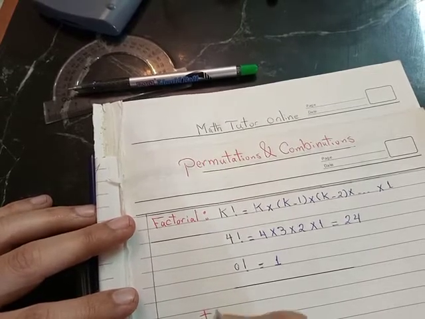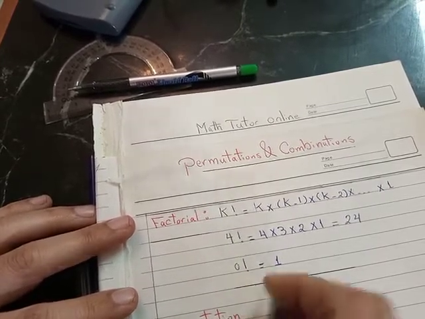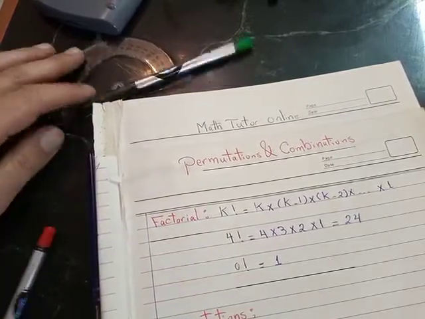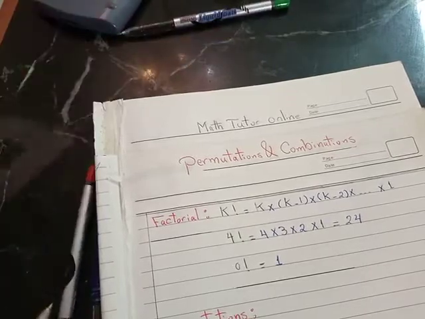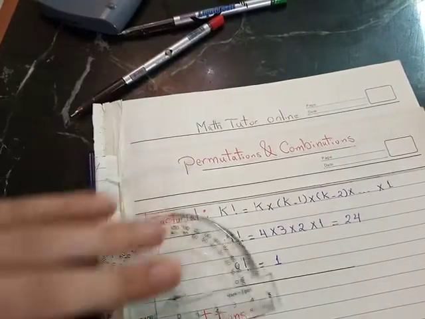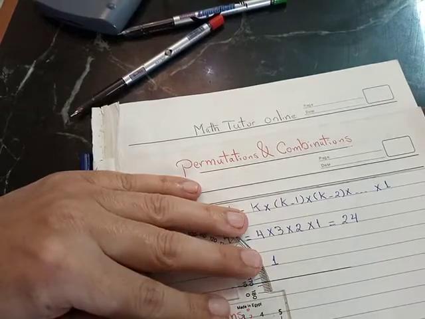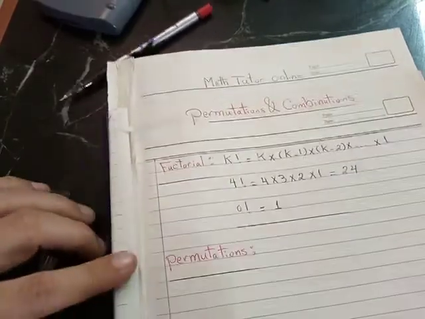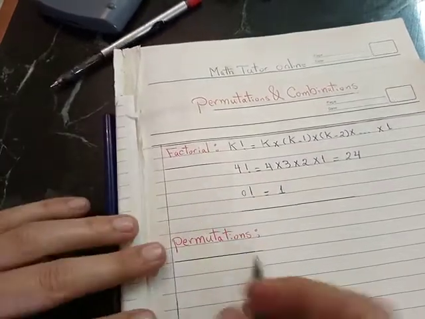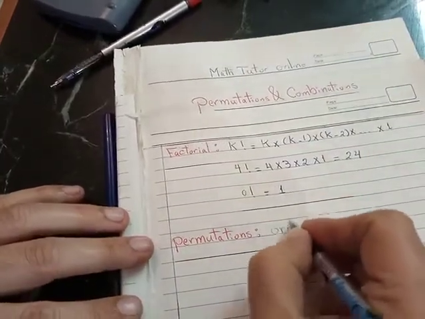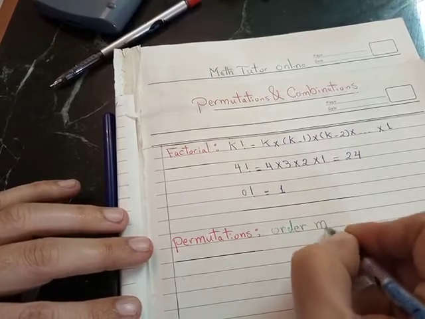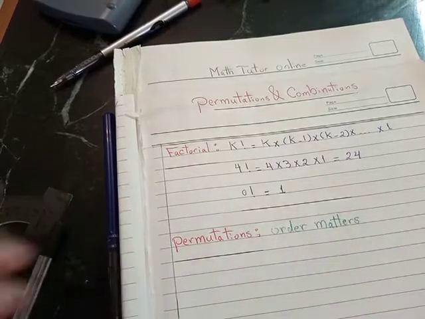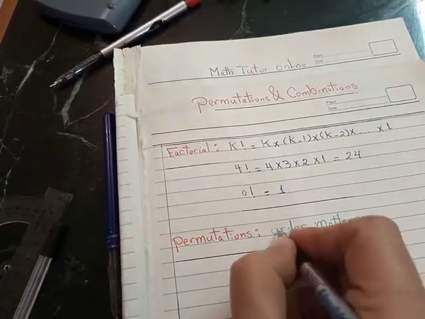And as I said, in permutation, the order matters. So we can write that in permutations, the order matters. Sometimes the order matters.